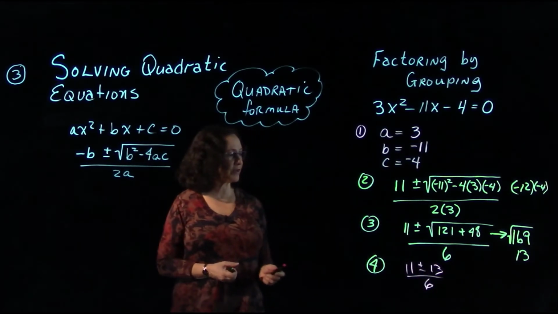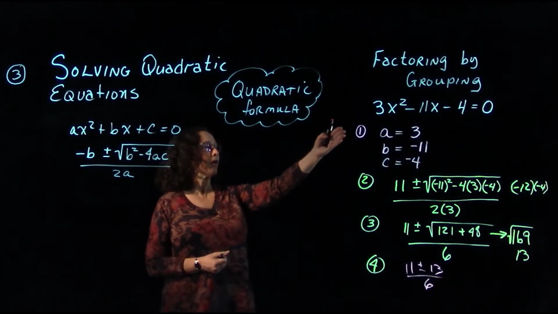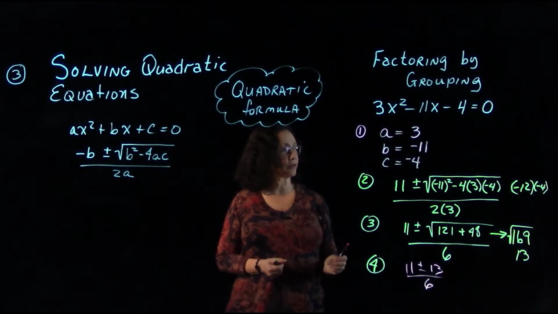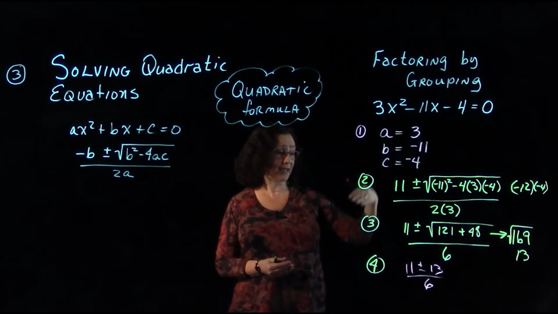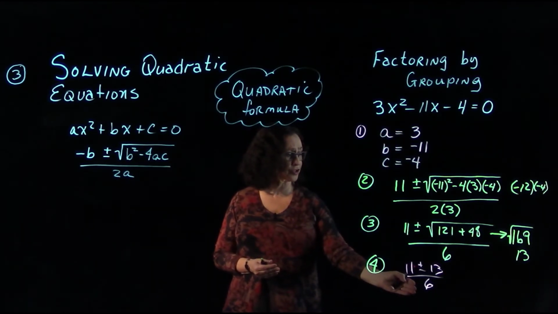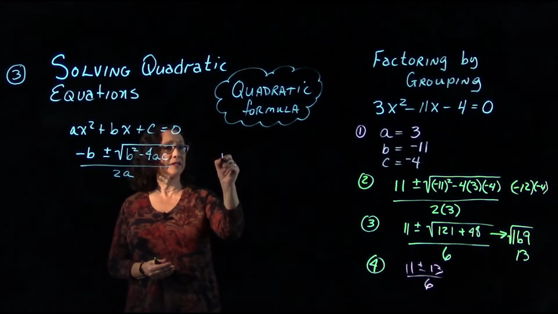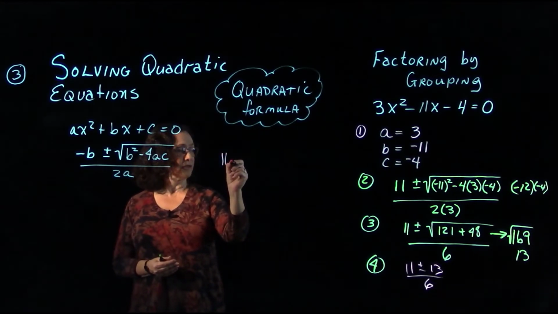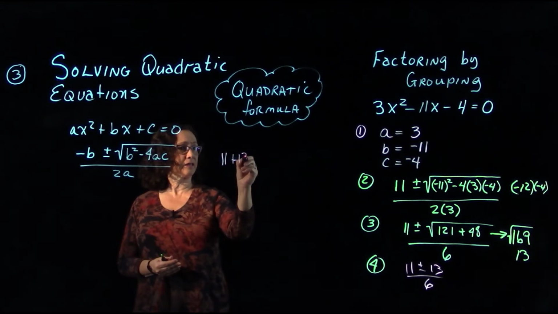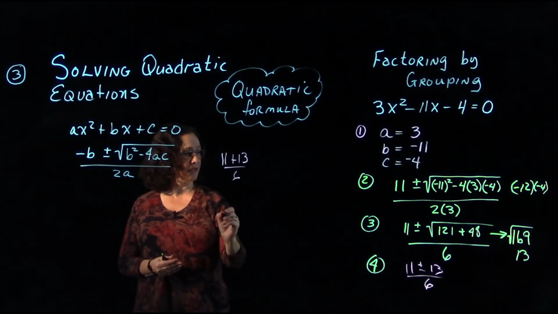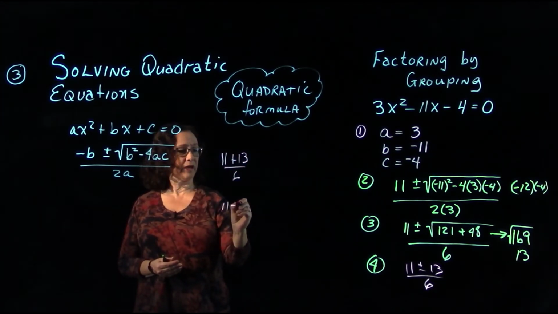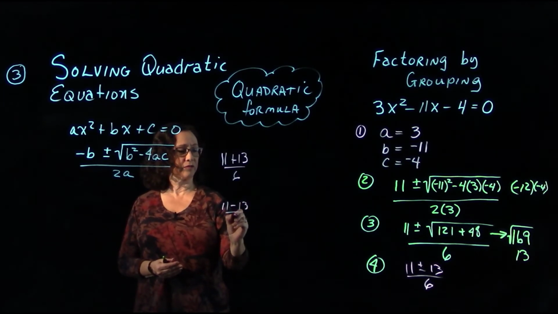We need to simplify this to find where our equation or our parabola hits the x-axis. We need to simplify these two roots. We have an 11 plus 13 over 6, and we have an 11 minus 13 over 6.